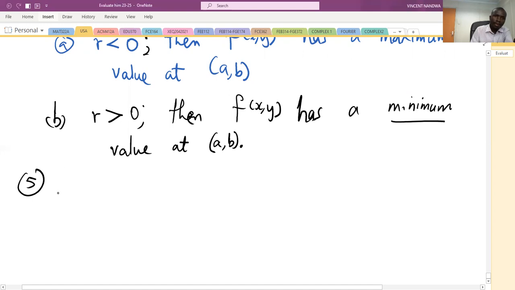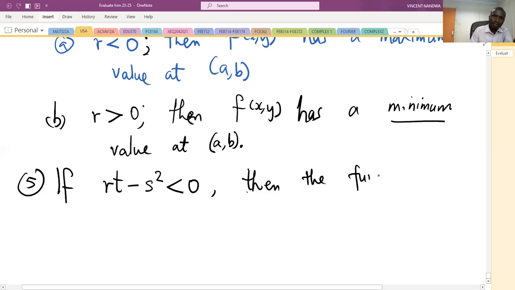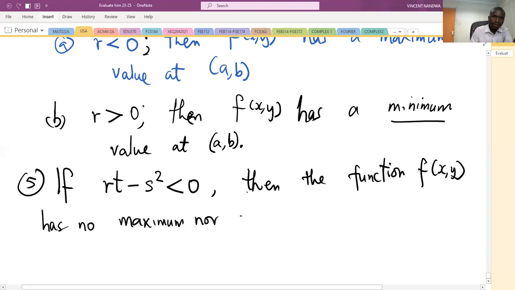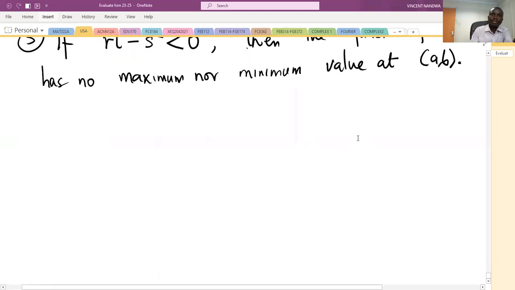Number 5, if you find that RT minus S squared is negative, then you conclude that the function f has no maximum nor minimum value at the point AB. That's the case where the difference is negative.